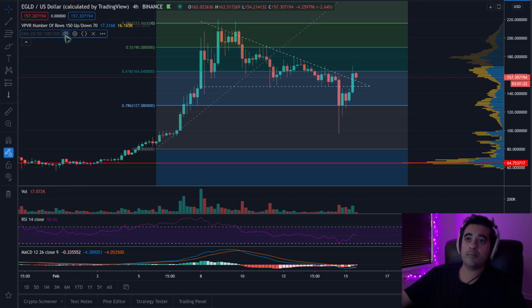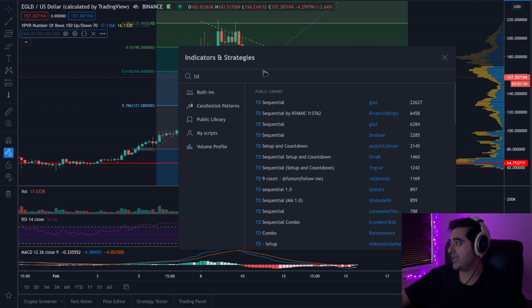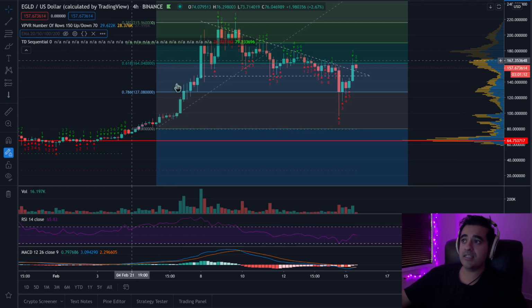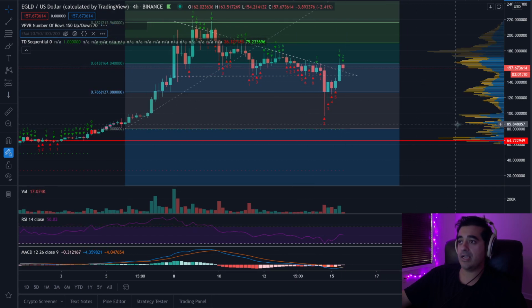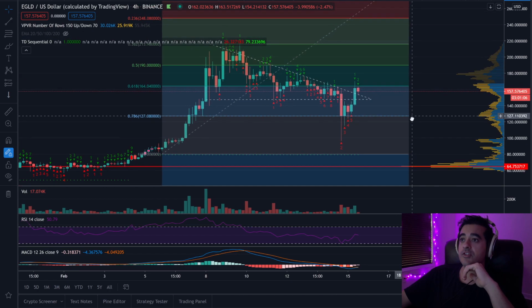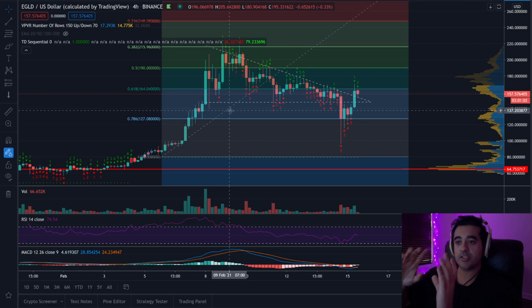Now, another thing that I'm going to show you, since we're done with those, is we're going to move on to the TD Sequential. So you can look this up in indicators and choose TD Sequential. Now, the TD Sequential is a very, very interesting thing. The TD Sequential basically gives you information on when an asset, I'm not going to tell you everything about it, but just the keys, all right?